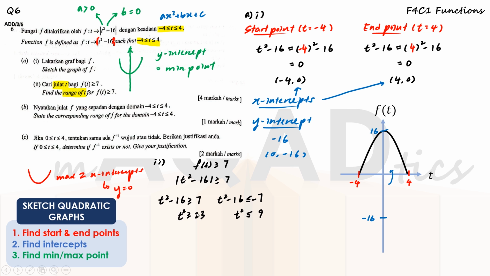Okay, so if we simplify, we will get this one, and we apply square root to the other side, we will also get another 2 results, right? So if we change these 2 values to decimal, we will get 4.79 and negative 4.79, which is an issue because our t can be only negative 4 to 4. This has already exceeded, so we need to reject, right?